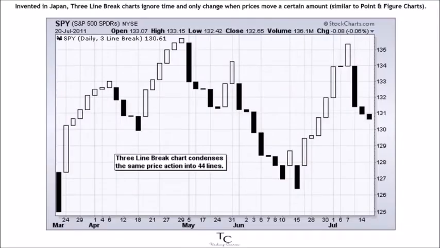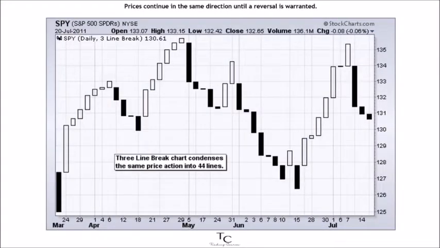Invented in Japan, three-line break charts ignore time and only change when prices move a certain amount, similar to point and figure charts. Three-line break charts show a series of vertical white and black lines. The white lines represent rising prices, while the black lines portray falling prices. Prices continue in the same direction until a reversal is warranted. A reversal occurs when the closing price exceeds the high or low of the prior two lines.